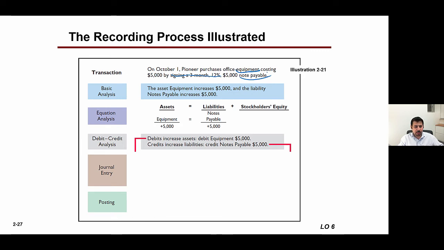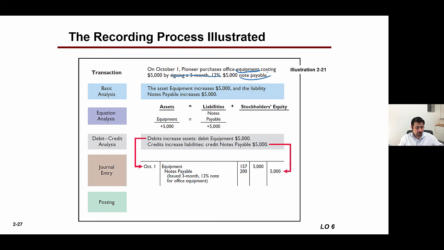The journal entry would become, on October 1st, we debit equipment 5,000 and we credit notes payable 5,000. Again, the explanation is that we signed a note for office equipment. Again, the last step would be to post this information to the ledger. We look at each account. This account equipment was debited, so we put the amount under debit. Notes payable was credited, so we put the amount under the credit side.